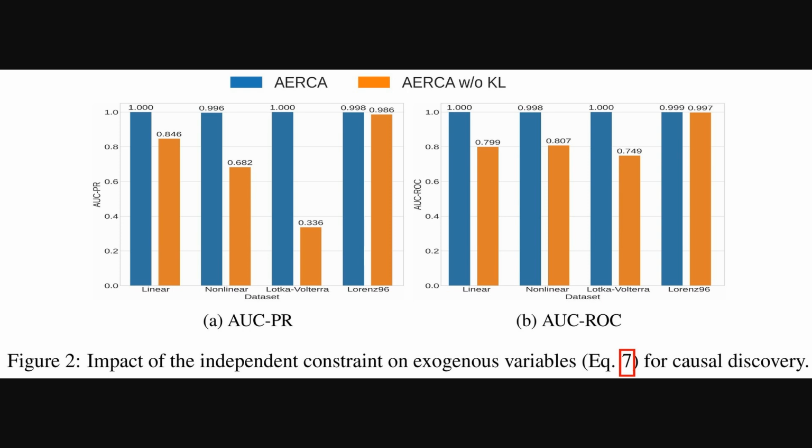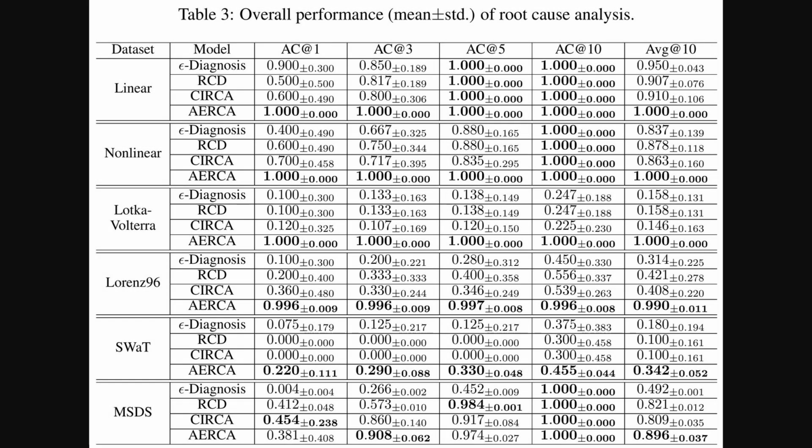Across various datasets, especially Lotka-Volterra, the full AERCA performs much better, highlighting the importance of this KL divergence constraint for accurate causal discovery. So having seen how crucial that independence constraint is for discovering the underlying causal links, Table 3 now shifts focus to the main event, the actual root cause analysis performance. This table compares AERCA against other methods on various datasets, using metrics like AC at 1, AC at 3, and so on, often summarized as AC at K.